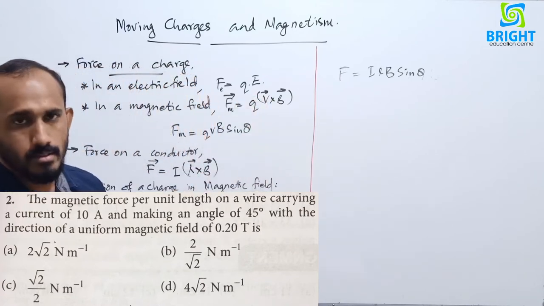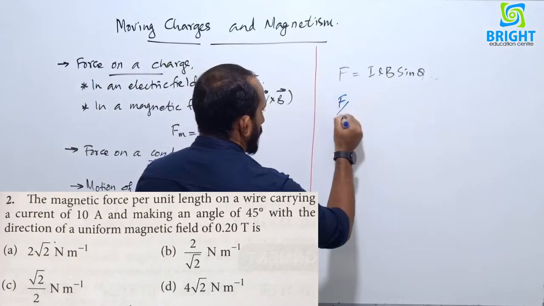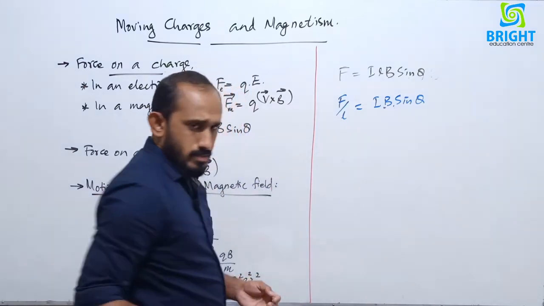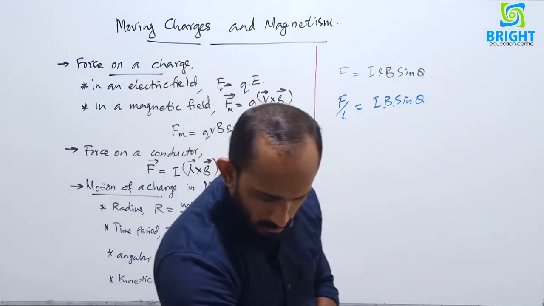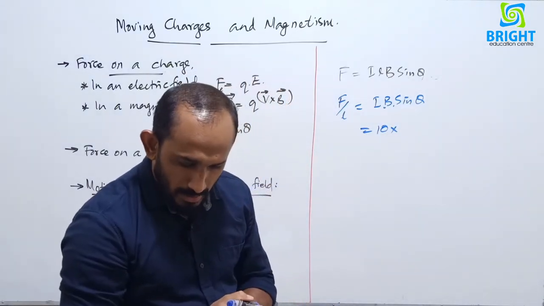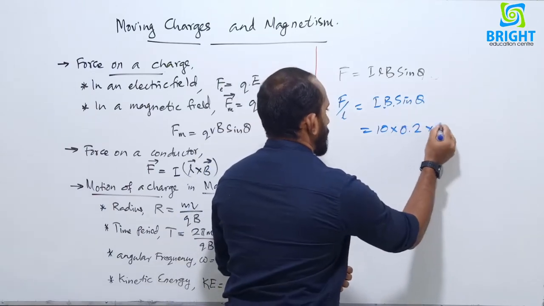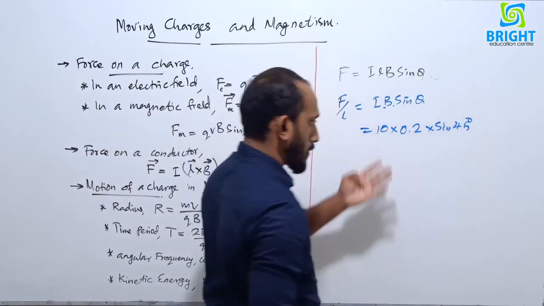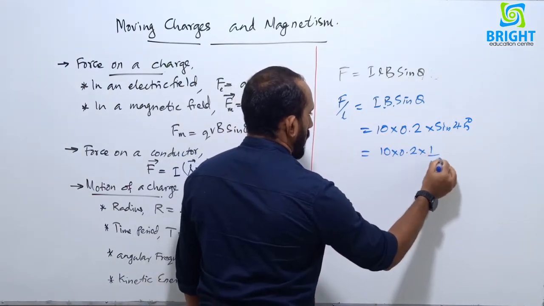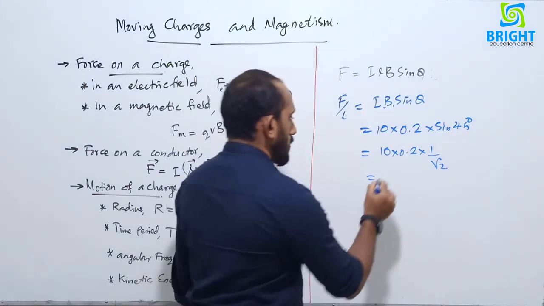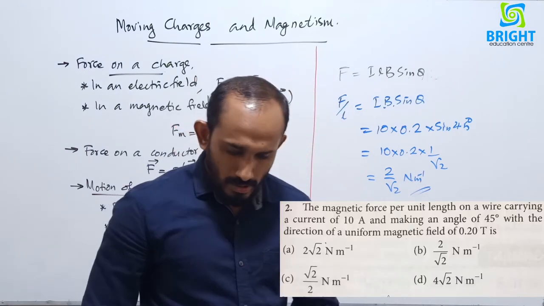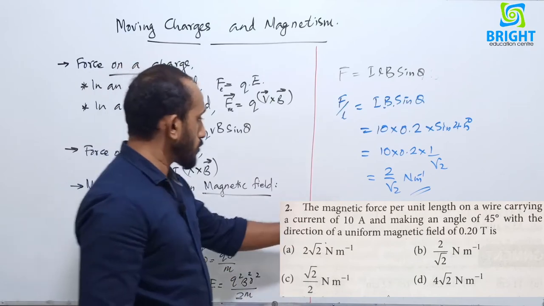How much will be the force per unit length? You have to find out F. So we can use this equation: F by L is equal to I B sine theta. It's a direct equation. Current is given, 10 ampere. So it's equal to 10 into the magnetic field intensity B, given as 0.2, and sine 45. Sine 45, if you know, is 1 by root 2. So 10 into 0.2 into 1 by root 2. That is 2 by root 2 Newton per meter. So option B, you can lock it: 2 by root 2 Newton per meter.